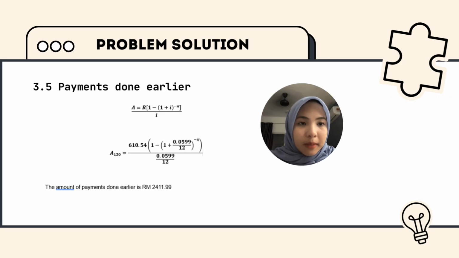The next question is payments done earlier. The formula for this question is A equal to R multiplied by 1 minus 1 plus I to the negative power of n, divided by I. The solution for this question is A120 equal to 610.54 multiplied by 1 minus 1 plus 0.0599 divided by 12 to the power of negative 4, divided by 0.0599 divided by 12. The amount of payment made earlier is 241199.